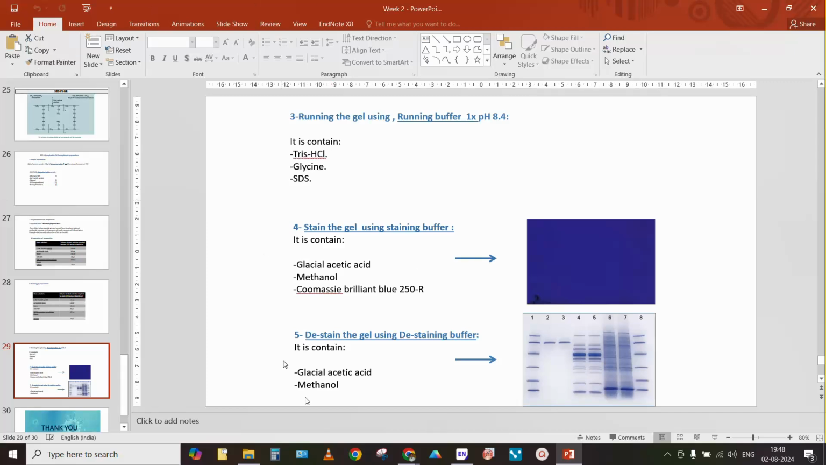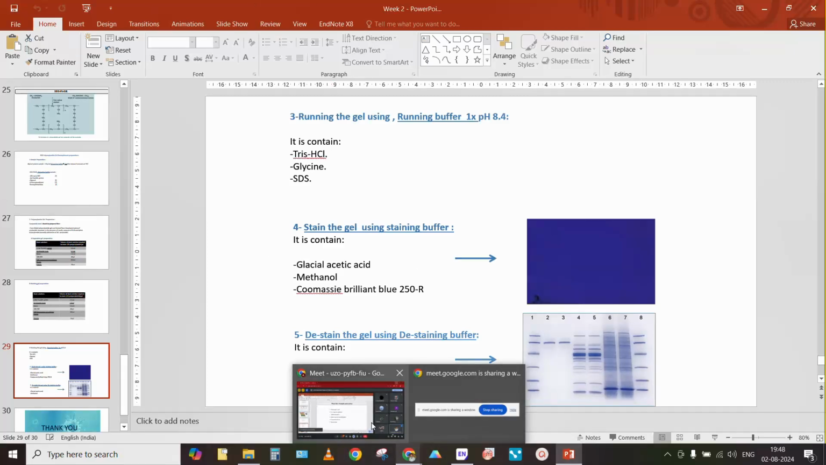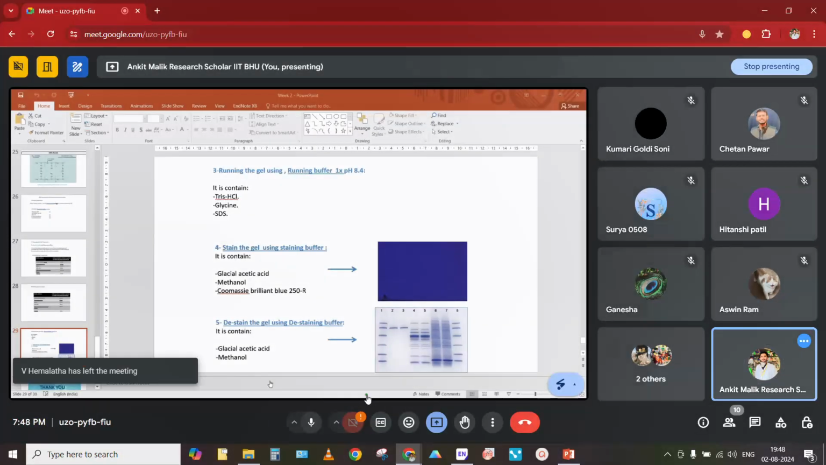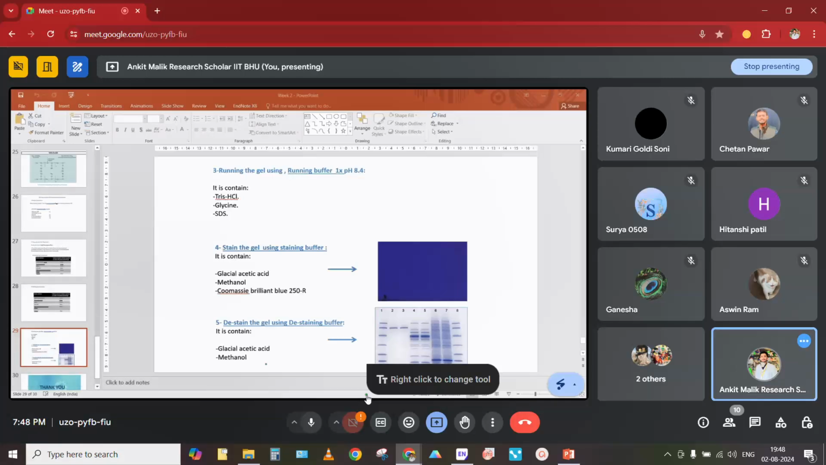So this is all for today. In the next session we will talk about 2D electrophoresis. In today's session we have covered the 1D electrophoresis.